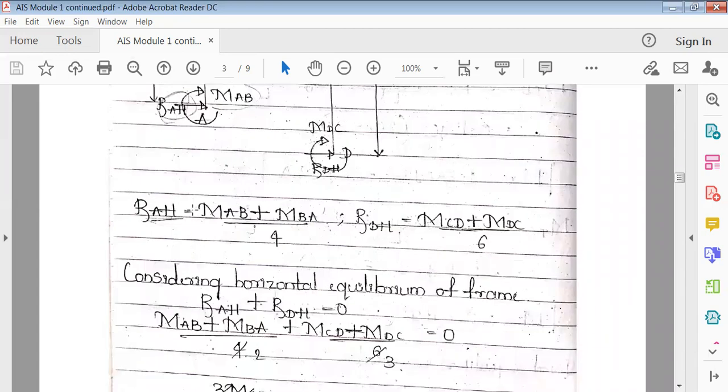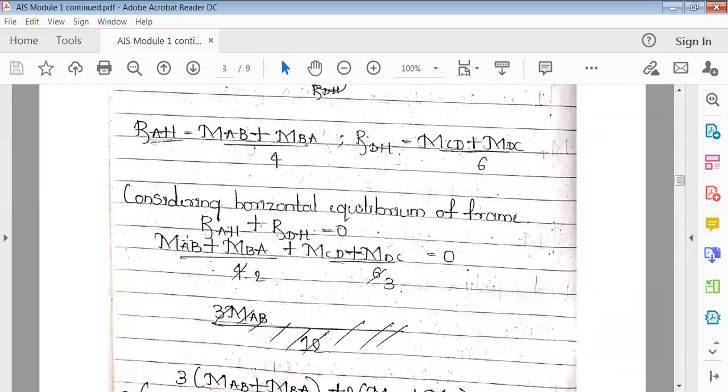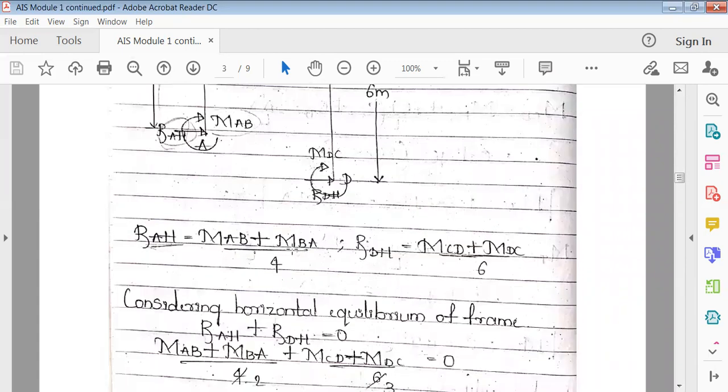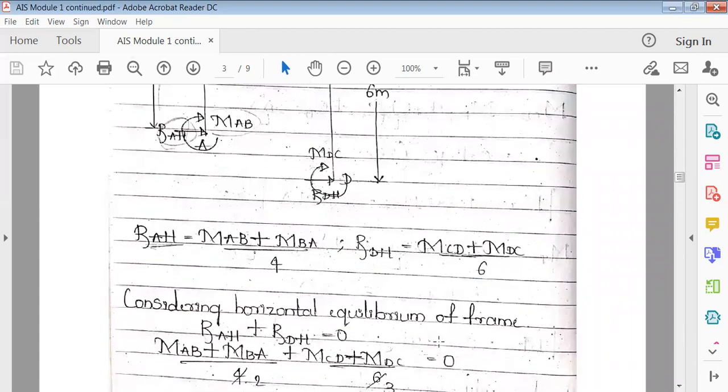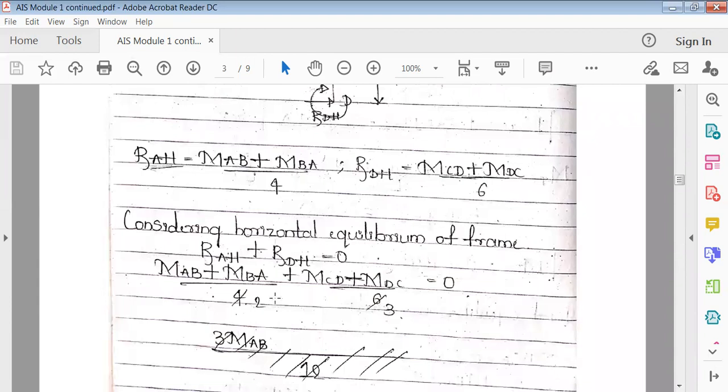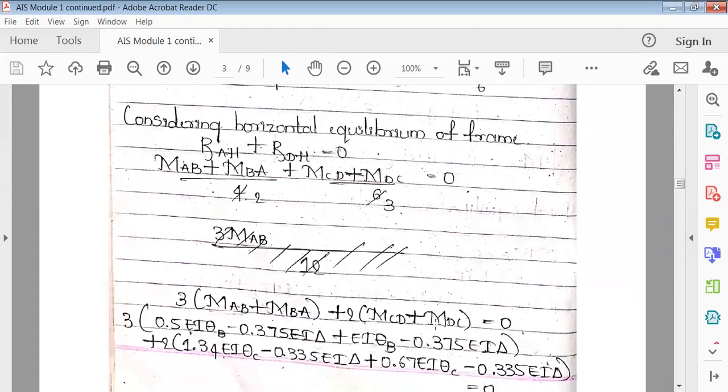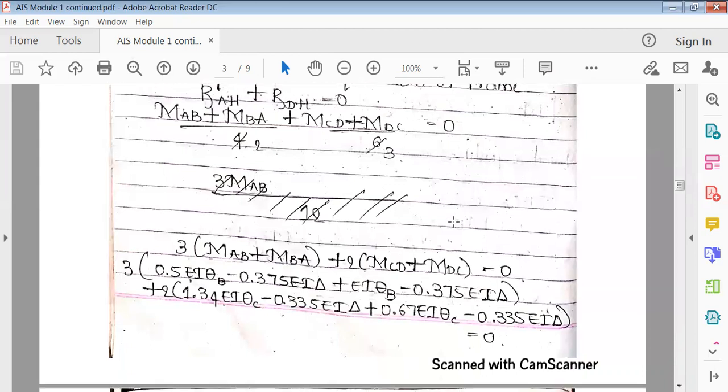Okay, so I've already calculated this, so I'll use it now. MAB plus MBA divided by 4, plus MCD plus MDC divided by 6. You can solve this here only, and then we can cross multiply. See here, 3 into (MAB plus MBA), close the bracket, plus 2 into (MCD plus MDC) is equal to 0.